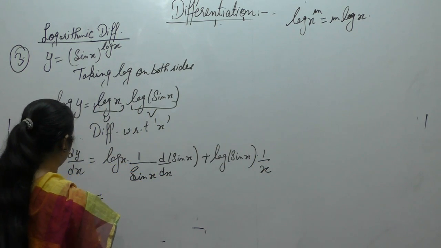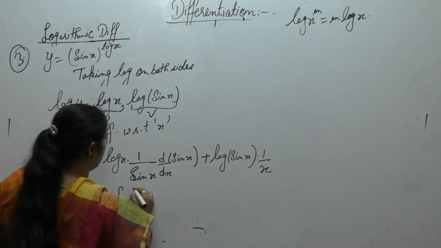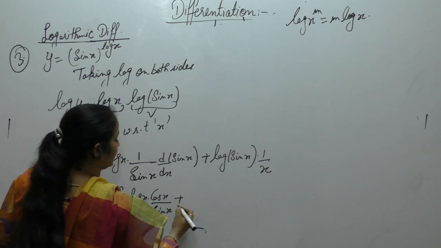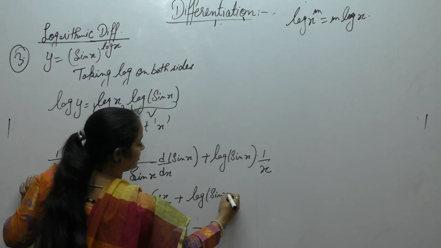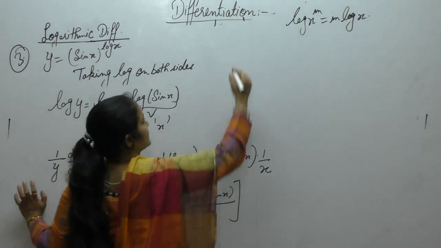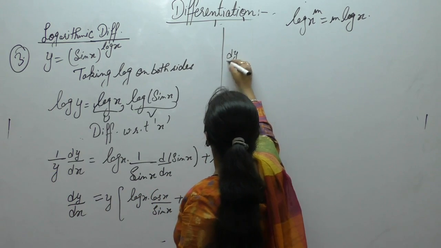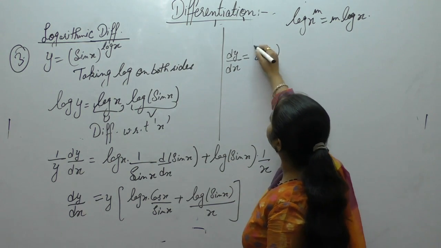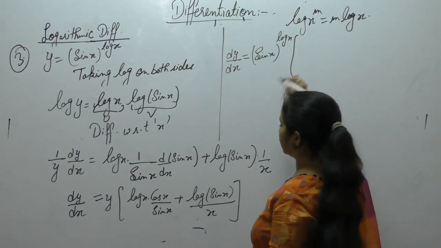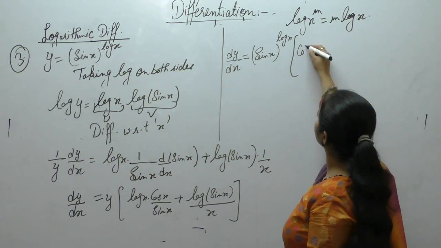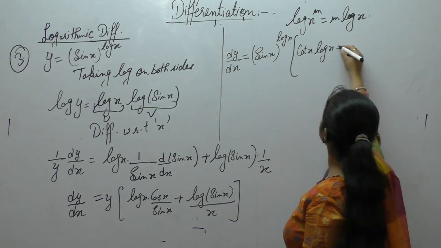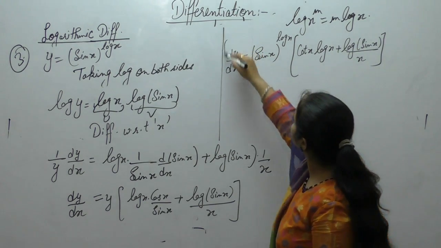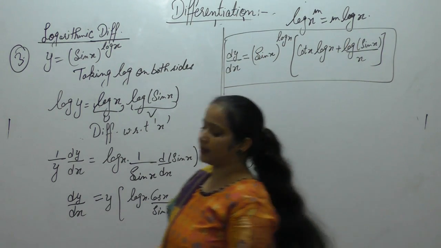Clear? So dy upon dx is equal to y into log of x, derivative of sine is cos x upon sine x, plus log of sine x upon x. Put the value of y, sin of x power log of x, cos upon sin is cot, so cot of x log of x plus log of sin x upon x. Note it down.